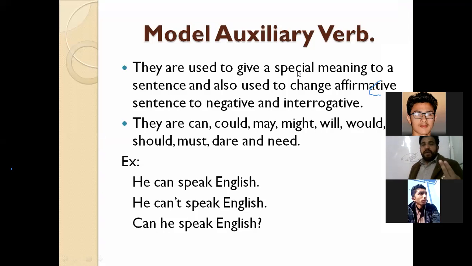So a modal auxiliary performs two functions. First, it creates a very special meaning in a sentence. It creates its own meaning in a sentence. And second, it changes an affirmative sentence to negative and interrogative. It does not need any other helping verb. Is it clear to all of you?